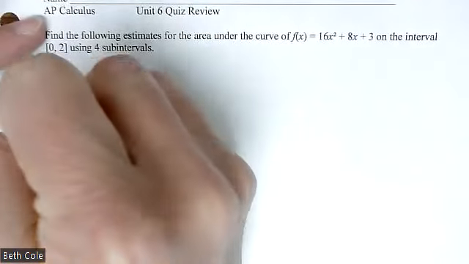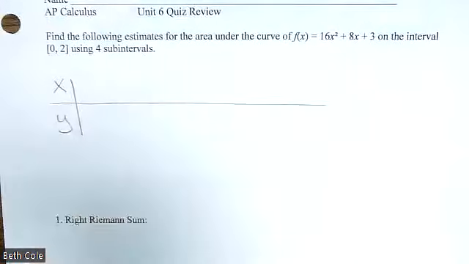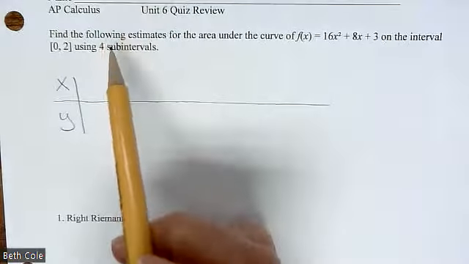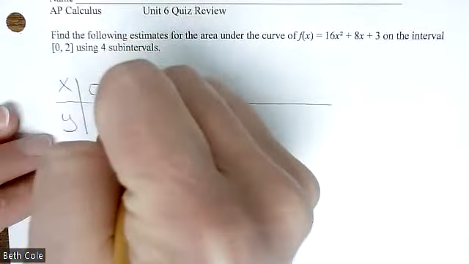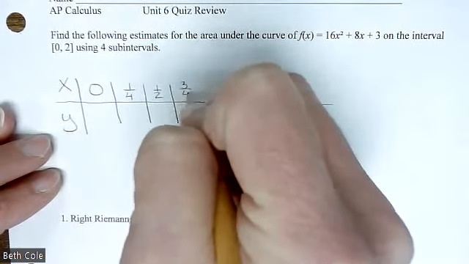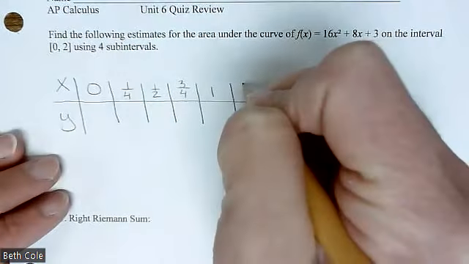First, we need to figure out how many numbers we need to put on our table. So from 0 to 2 is 2 units. If you divide that into 4 sub-intervals, 2 divided by 4 would be 0.5, that would be a half. However, we can't count by halves. We're actually going to have to count by fourths. And why would I need to break it down even smaller than the halves? Which sum is causing us to have to do that?